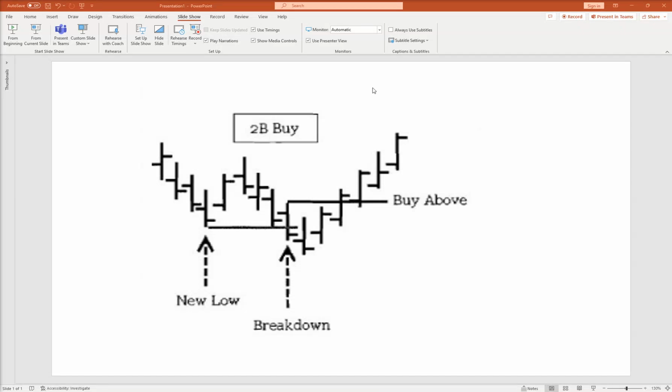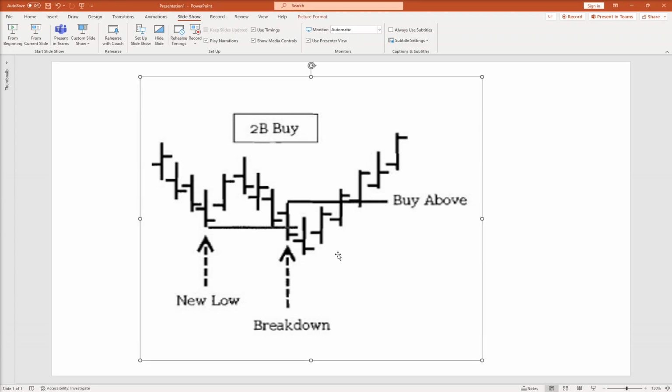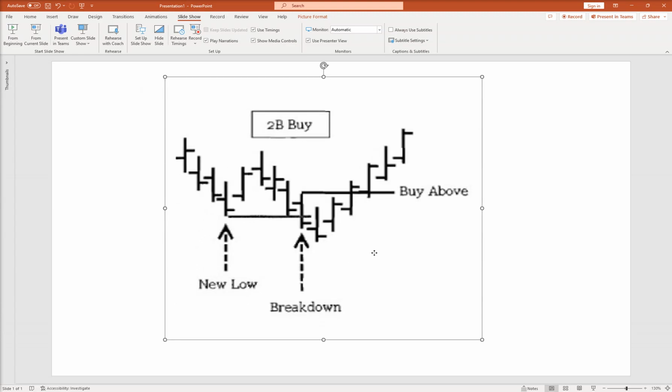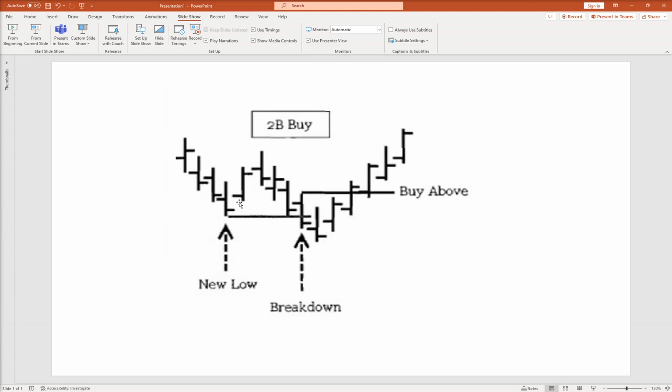Good evening, it's Quant Trade Edge, and today I wanted to go over a textbook example of a 2B buy that we just had a few days ago. Here is a schema for what a 2B buy should look like. It's a trap pattern popularized by Trader Vic.